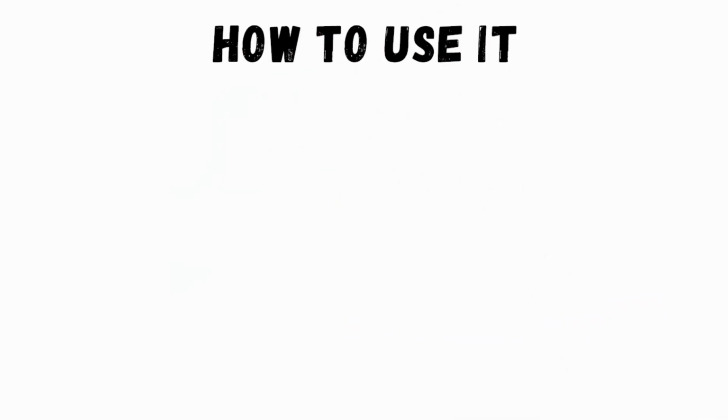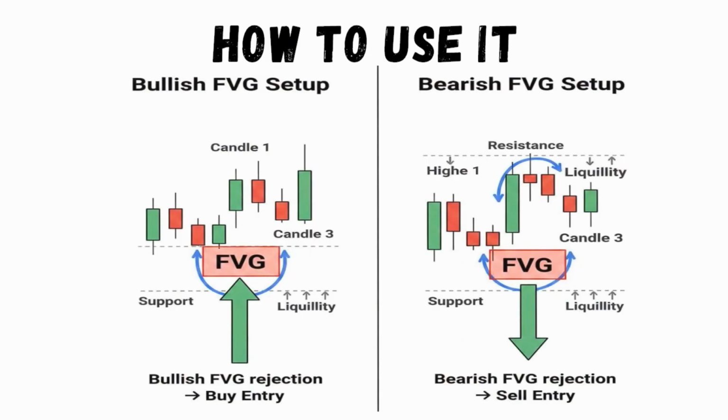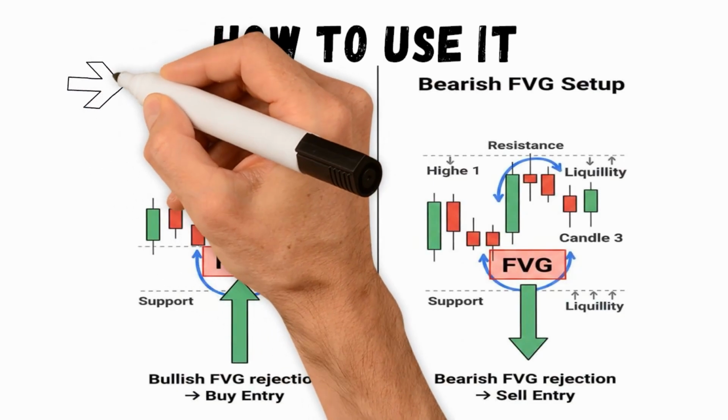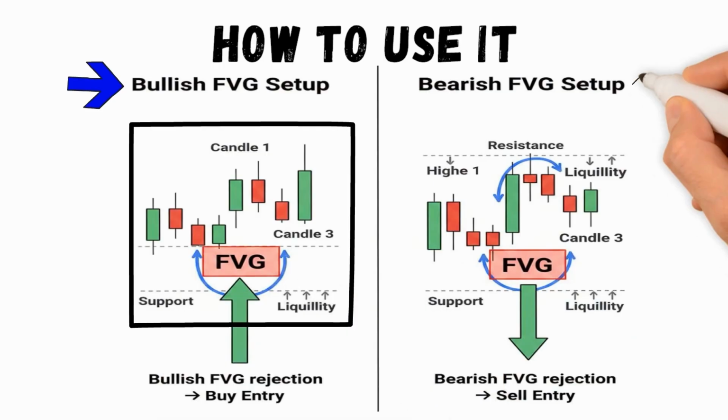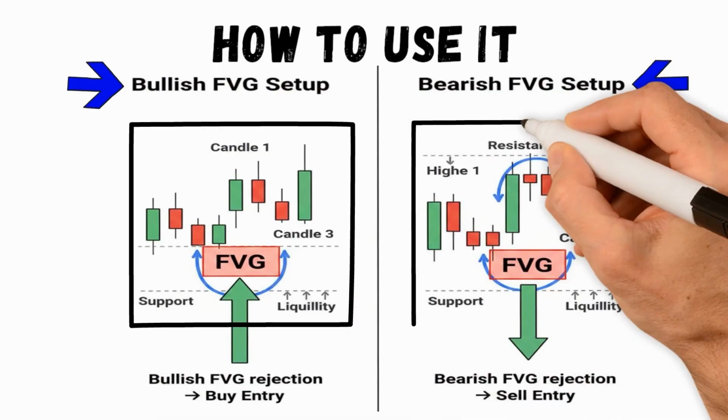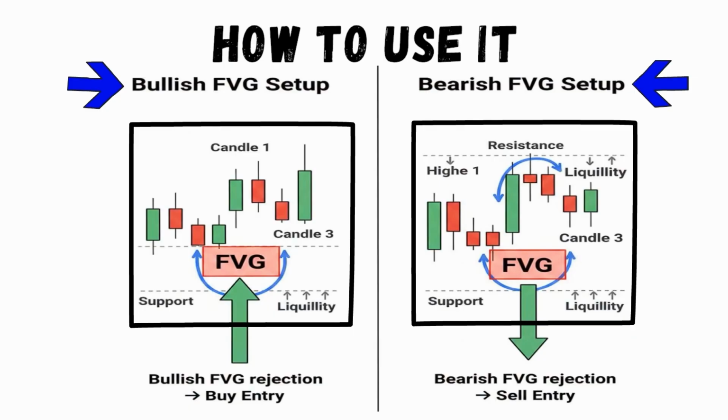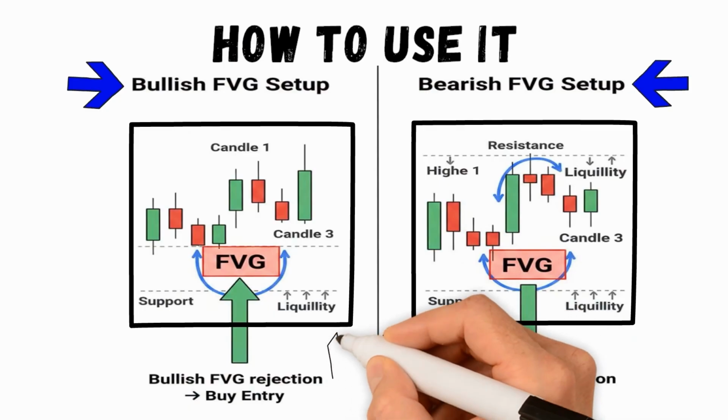How to use it? Identify gaps between the wicks of candles 1 and 3. In a bullish FVG, look for price to dip into the gap and reject. In a bearish FVG, wait for price to retrace into the gap and reverse down. Use them with structure and liquidity for precision.